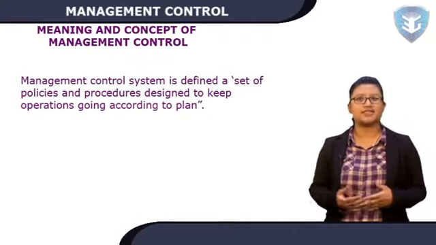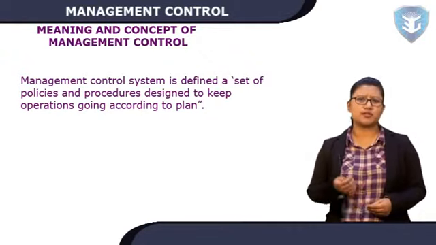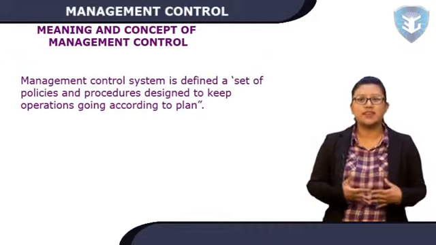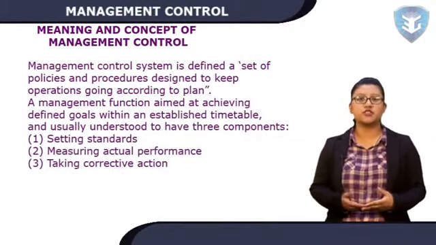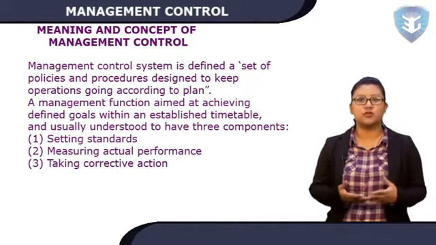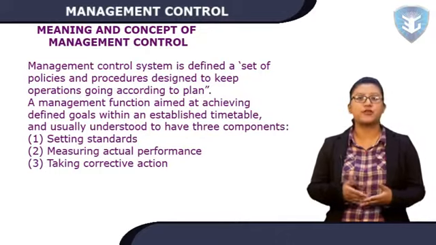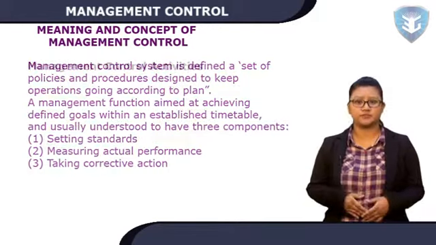Let us now discuss the meaning and the concept of management control. Management control system is defined as a set of policies and procedures designed to keep operations going according to plan. A management function aimed at achieving defined goals within an established timetable and usually understood to have three components: setting standards, measuring actual performance, and taking corrective action.